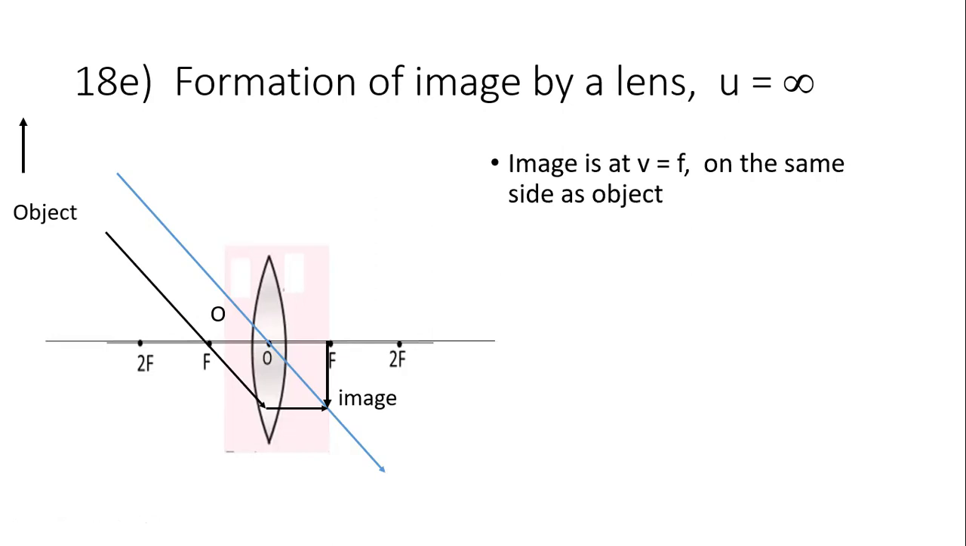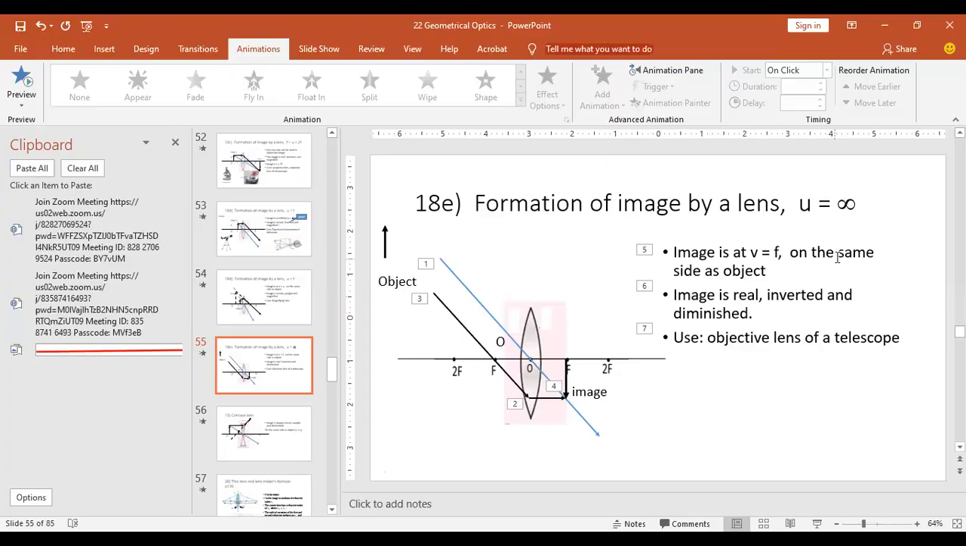Image is at V, right? That means the image is at the principal focus, right? Or the image distance is F, on the same side as the object. Should be opposite side to the object. This is your object here. That's your image there. Sorry, I don't know why I'm so careless.